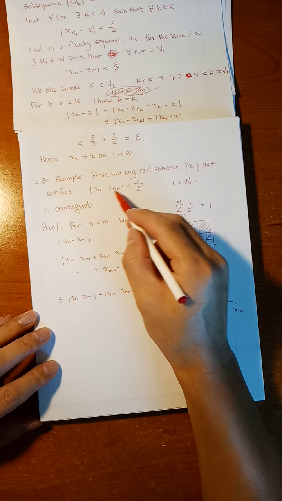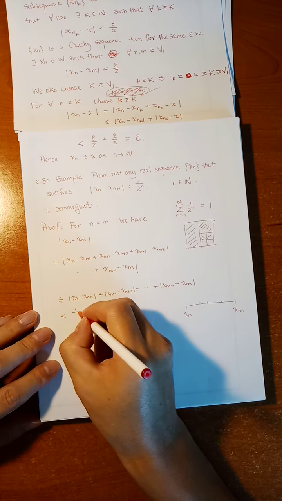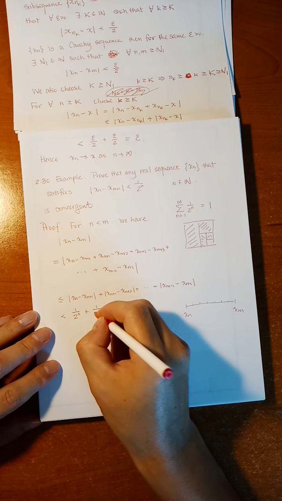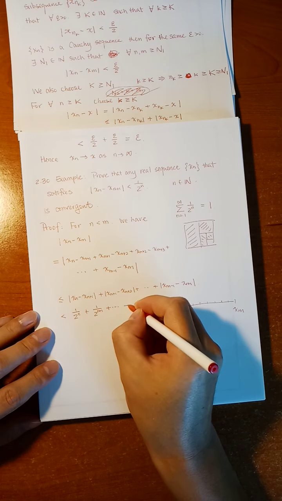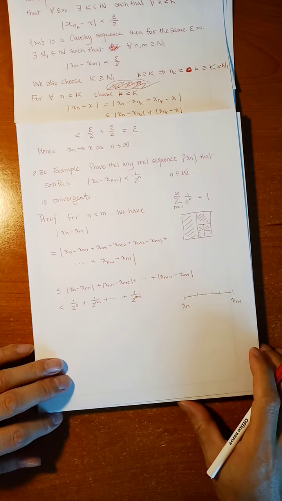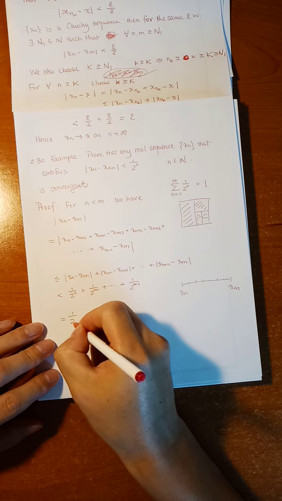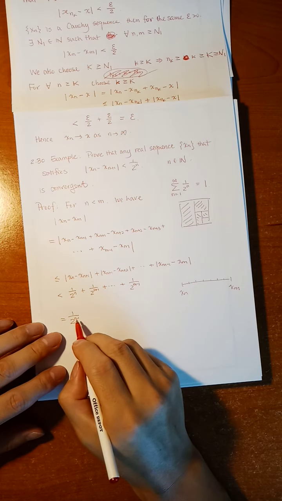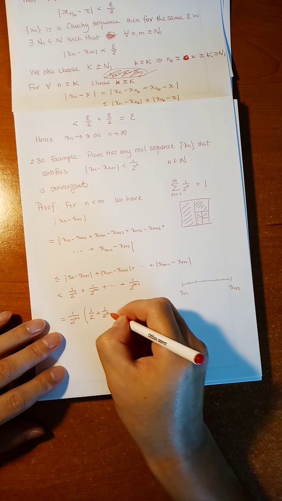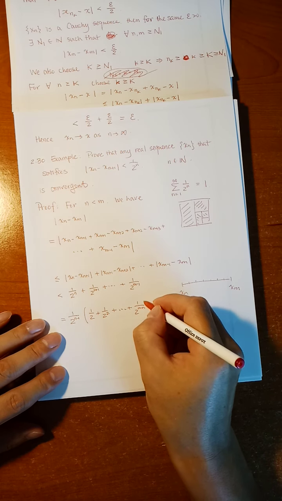Each adjacent difference has absolute value less than 1/2^n. So it's less than 1/2^n. It depends on the first index, n. So the next one is 1/2^(n+1), until 1/2^(m-1). All right? And if we factor out the common factor, 1/2^(n-1), we will have 1/2, 1/2 squared, and so on up to 1/2^(m-n).